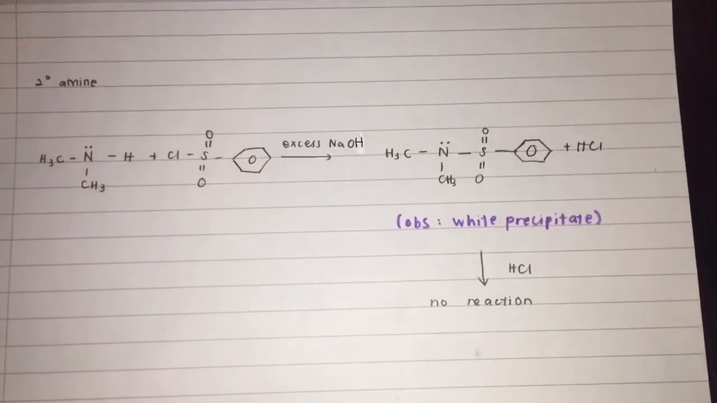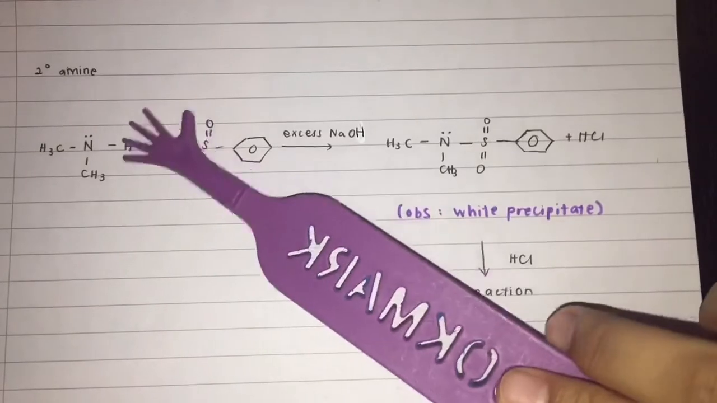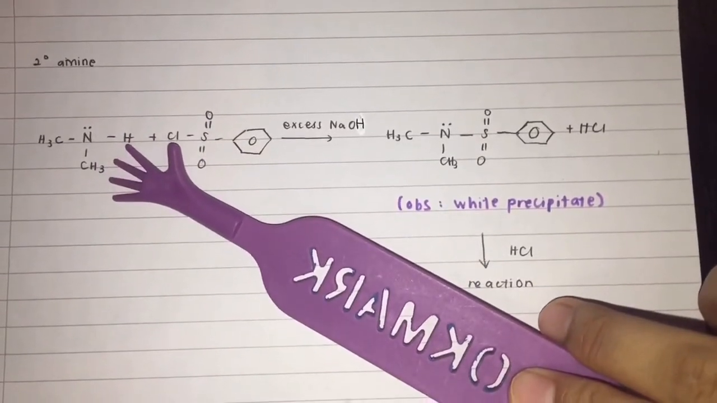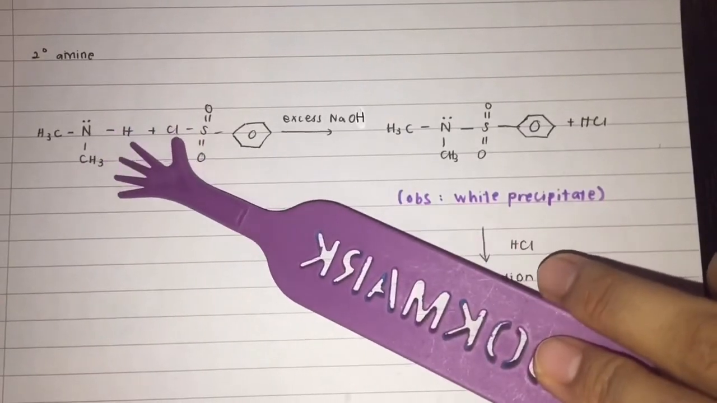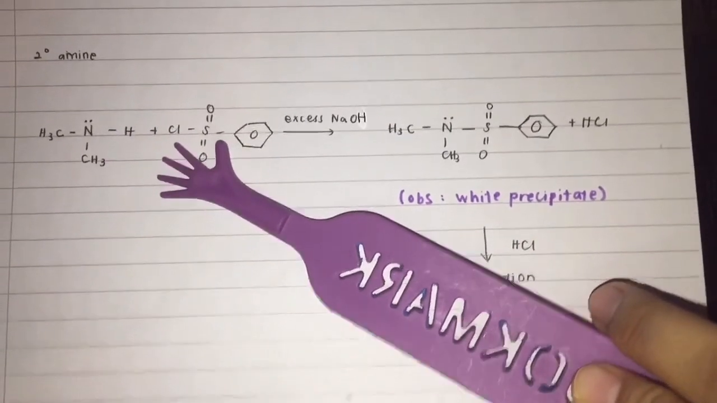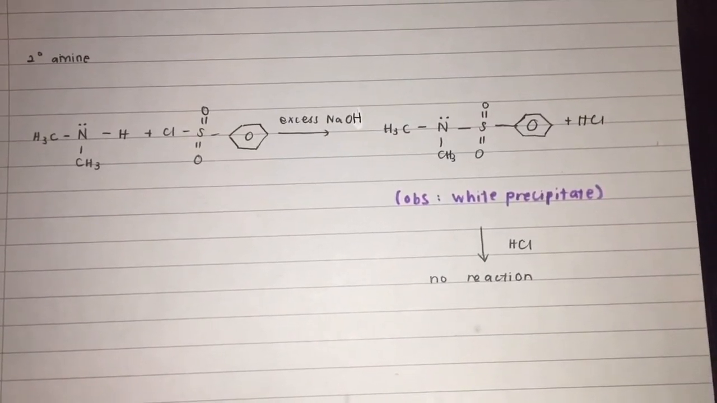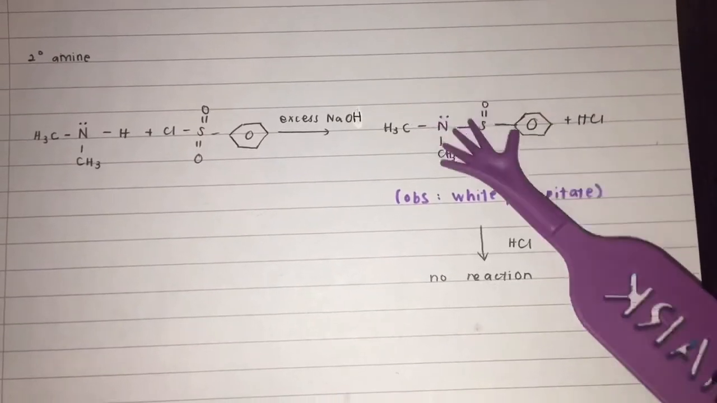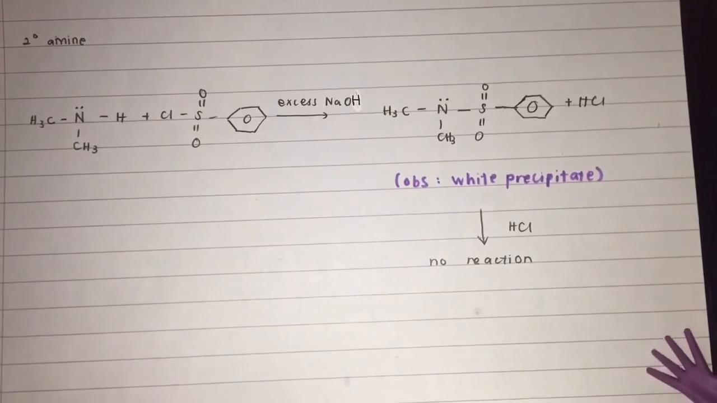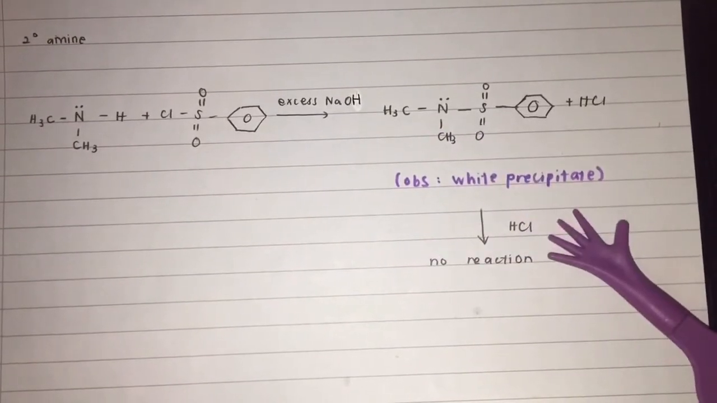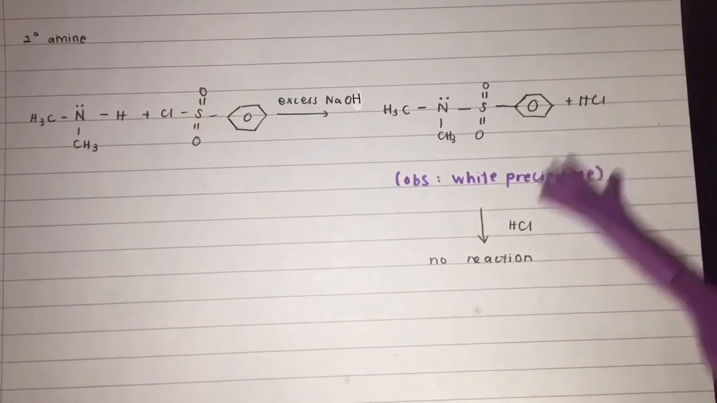Okay, so now we are moving on to the secondary amine, as we can see over here. As we know, a secondary amine has only one hydrogen atom attached to the nitrogen. So this hydrogen atom will react with this chlorine, and it will produce hydrochloric acid. And then we observe the product as a white precipitate.